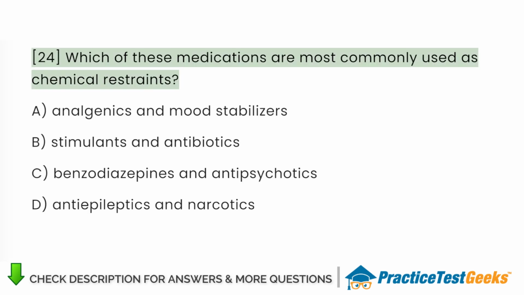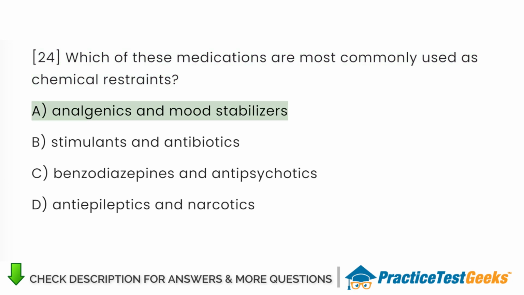Which of these medications are most commonly used as chemical restraints? A. Analgesics and mood stabilizers. B. Stimulants and antibiotics. C. Benzodiazepines and antipsychotics. D. Antiepileptics and narcotics.